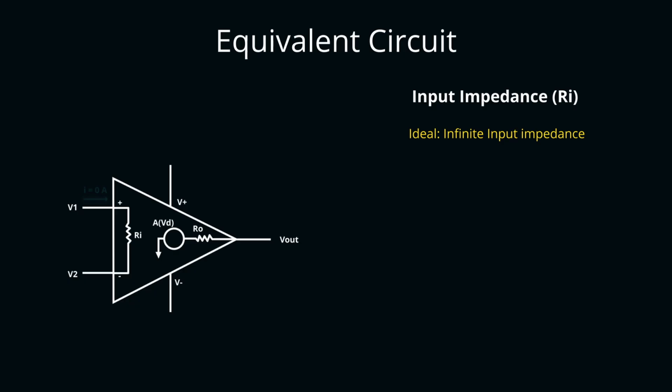In reality, op-amps do not have infinite input impedance. It is typically a very high value, something like 2 megaohms, and results in some input current, but it's usually in the nanoamp or picoamp range, so it's still pretty small. Now, if input impedance is infinite, output impedance should be zero. This means an ideal op-amp can drive any load without losing voltage or power. In real life, output impedance is usually a few ohms, something like 75 ohms.